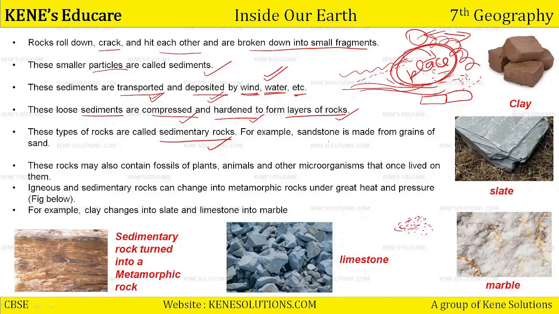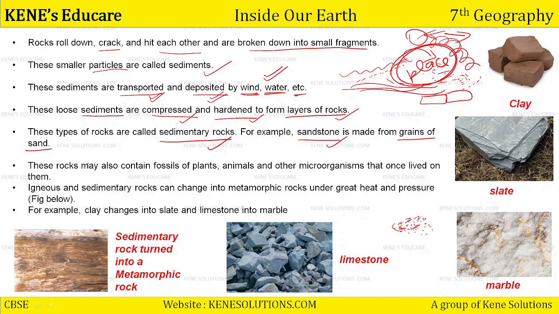Okay, for example, sandstone, it's a form of rock which is made up of grains of sand. Sand की grain से बना हुआ होता है sandstone, and it is a sedimentary rock because it is made up of the layers of sediments deposited one upon each other.